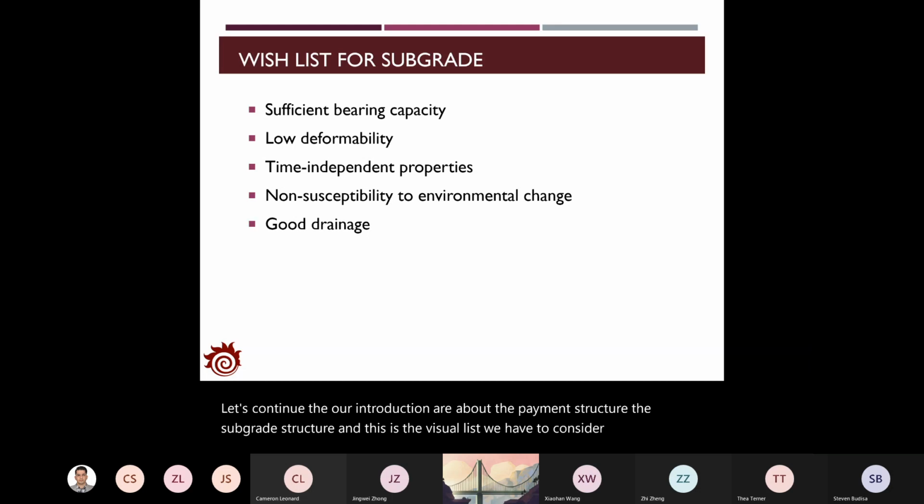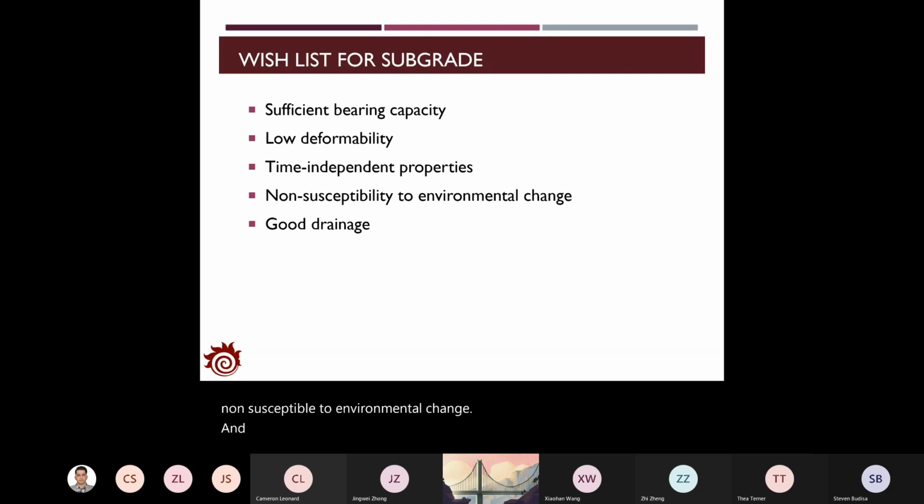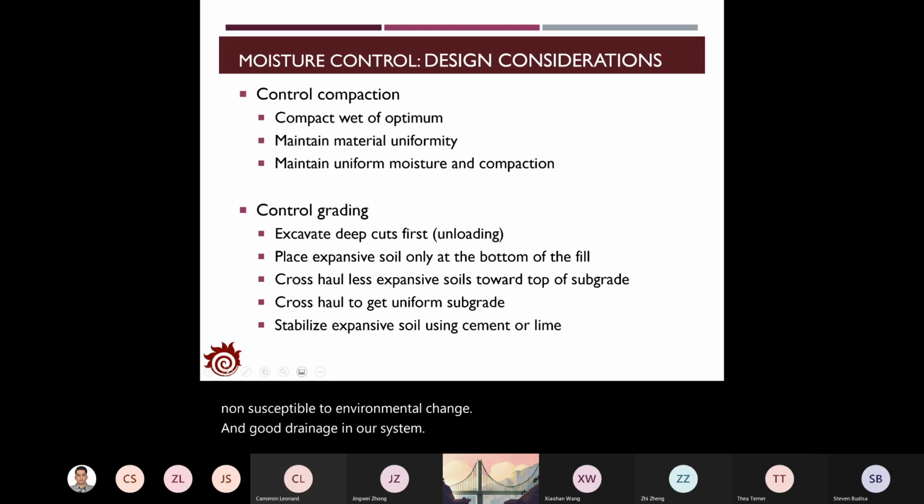And you should always keep in mind when you design the pavement structure, especially for the consideration of the subgrade layer: we want sufficient bearing capacity, low deformability, time-independent properties, non-susceptibility to environmental change, and a good drainage system. And the other thing for us to consider, in addition to the temperature, is that we also need to think about the moisture control at regular temperature.